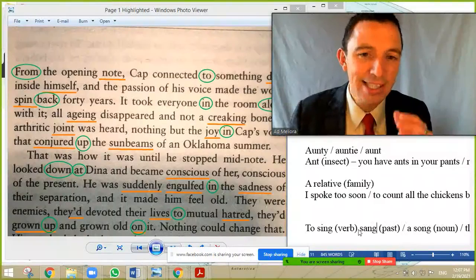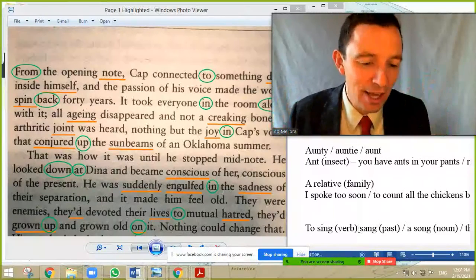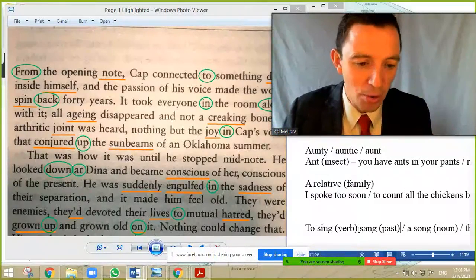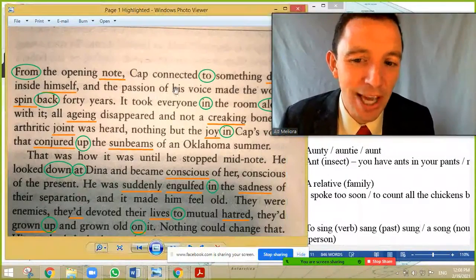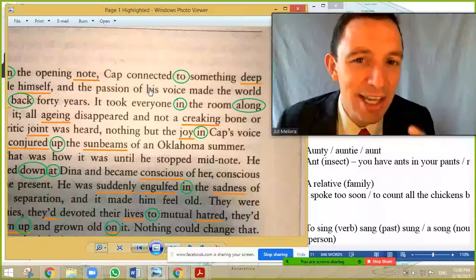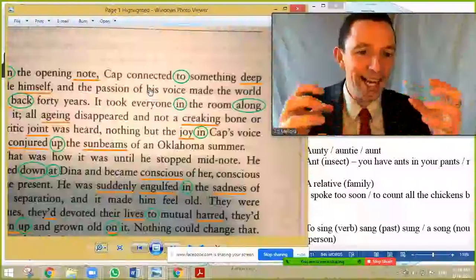So sang, sing, sang, sung, it's completely irregular. Sing, sang, sung, and the participle is sung. So it is an important verb, and here it's related to the note in the music. Connected to, so the typical preposition: connect to the internet, connect to you, connect to my friend, connect to.